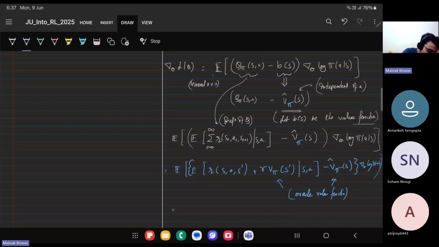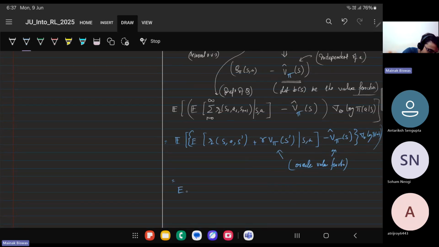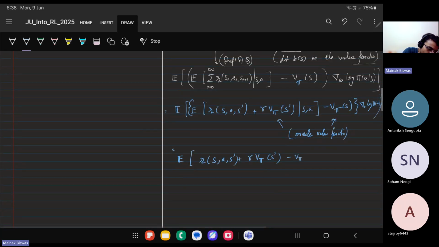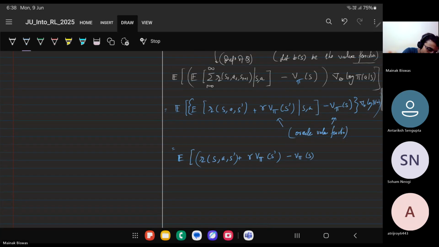So this becomes, you see, there are two expectations again. So I will combine all the expectations into a single expectation: reward of S, A, S dash plus the discount factor times V pi of S dash minus V pi of S, into the gradient of log of pi theta of A given S.